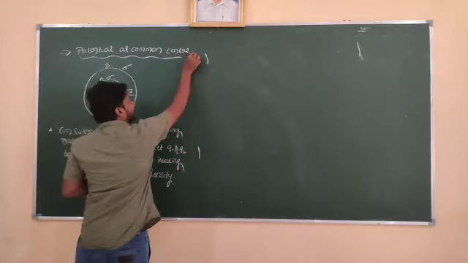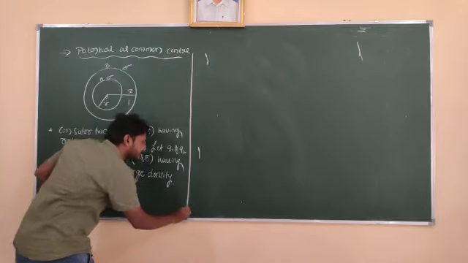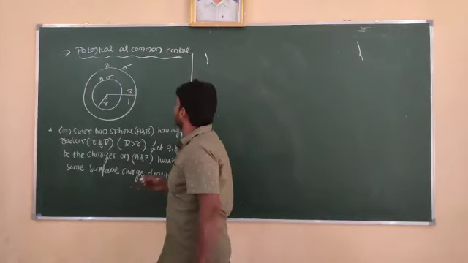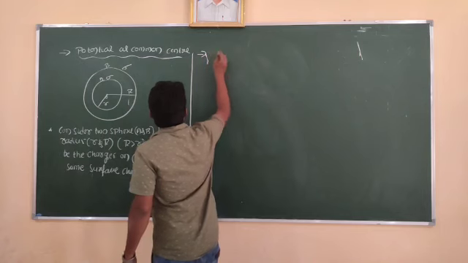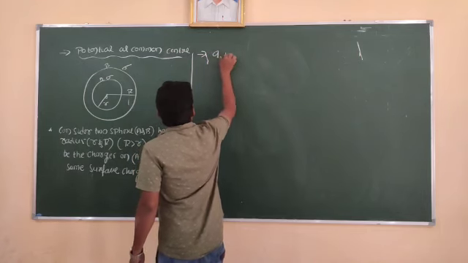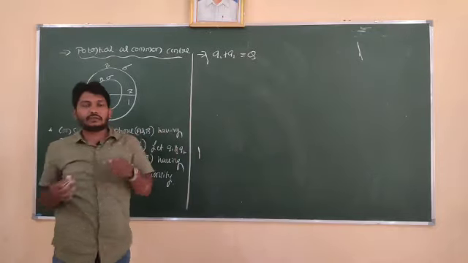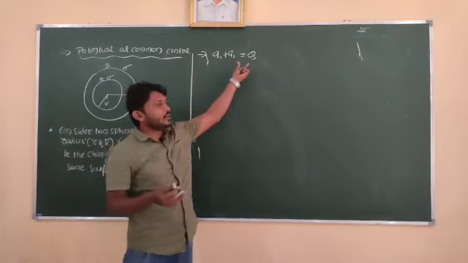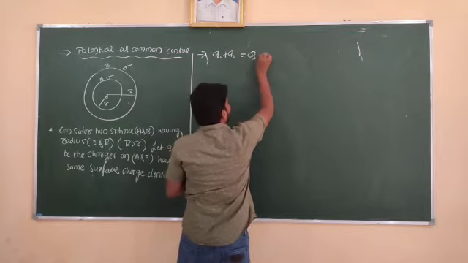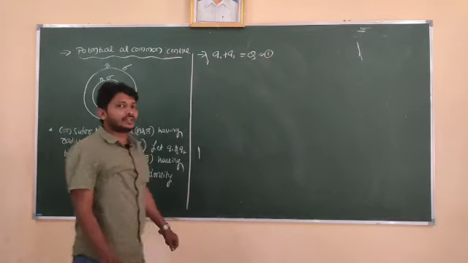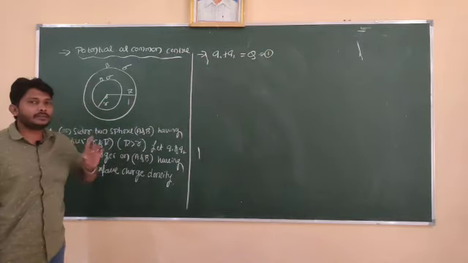Now from the conservation of charge, I will consider the total charge. So Q1 plus Q2 is equal to capital Q. Let me take this as equation 1. So total charge Q1 plus Q2 is equal to Q here.